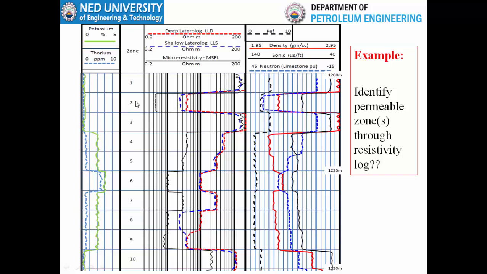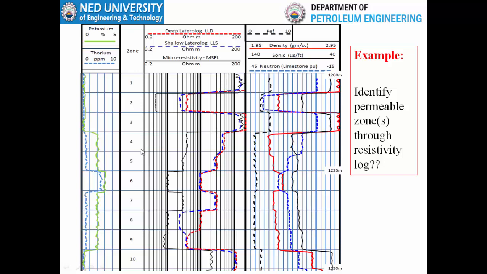So zone number 2 is permeable. Same thing, zone number 3 is impermeable. You can see all these three curves are overlapping to each other, and overlapping indicates that no mud invasion has taken place in this zone.